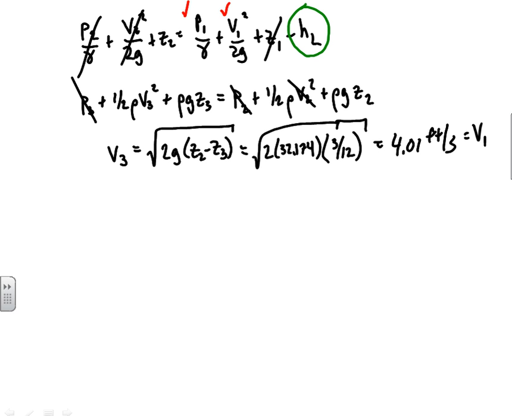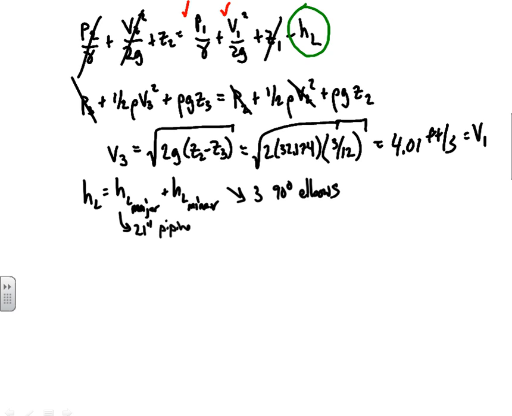Now we need to calculate our head loss terms. Our head loss has two components, head loss major and head loss minor. The major component is due to the length of piping. The minor losses are all due to components. The minor loss comes from 3 90-degree elbows, and the major loss is from 21 inches of piping. So let's start with the major.